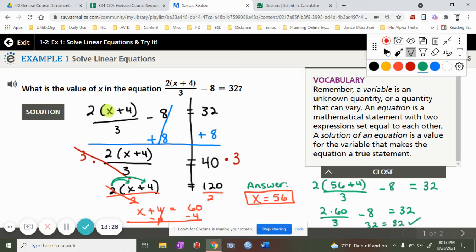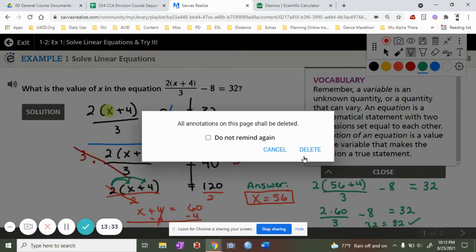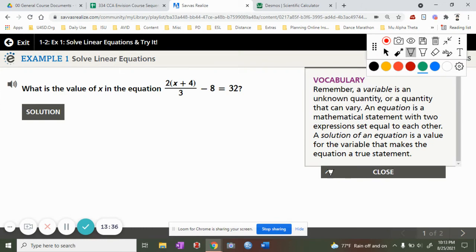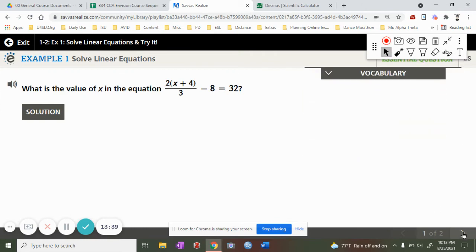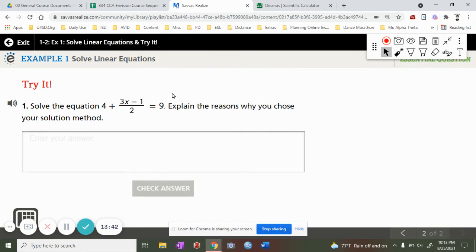There is a you try problem, so let me show that to you. This will be in your workbook. But if you don't have that with you, try this one. Solve the equation and explain your reasons as you go, or show your work. Okay, so 4 plus the numerator, 3x minus 1, over the denominator, 2, equals 9. Isolate the x to find your solution.